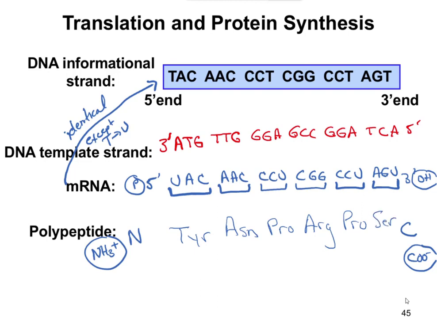So the resulting polypeptide would be tyrosine on the N-terminus, then asparagine, proline, arginine, proline, and then serine on the C-terminus. So again, you should be able to do this whether from a DNA informational strand, you should be able to do it if I give you a template strand, or if I gave you the messenger RNA. If I gave you just the messenger RNA, you should be able to come up with your 2 DNA strands as well as the polypeptide.